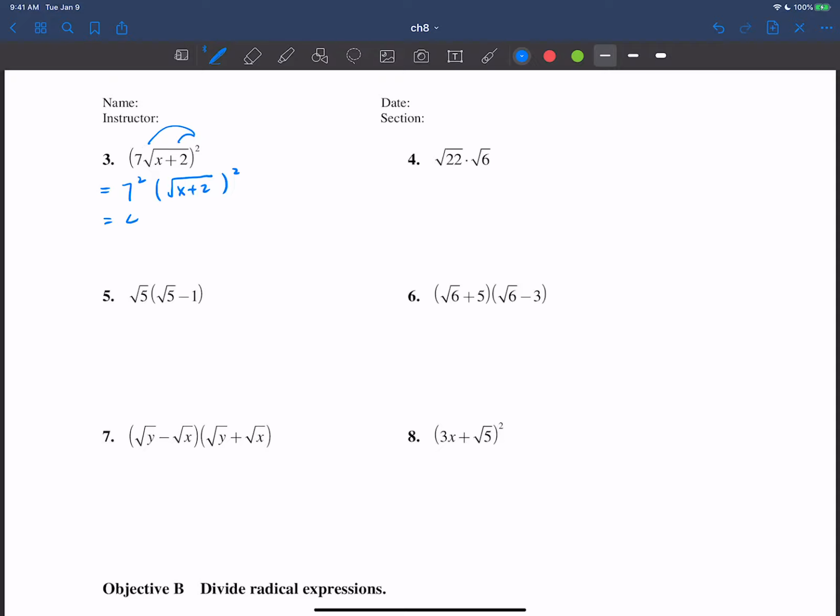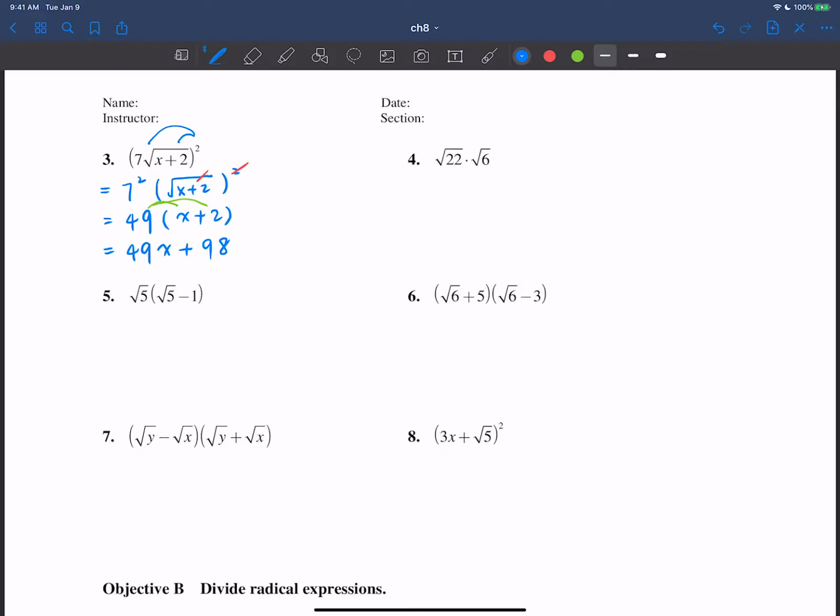7 squared, that is 49. Radical x plus 2 squared, because you have inverse operations, square root and the square cancel out, you get x plus 2. Don't forget the grouping symbol. And then we're going to distribute 49 to expand this expression. We have 49x plus 98.